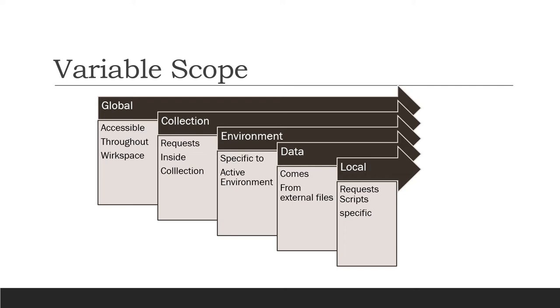Then data. What is data? When we are using an external CSV file or JSON file, and extracting values from those files for your scripts and for your API hits, then that data will come in this scope. Local variables are specific to the scripts and the request which you are sending, and they will not be accessible by any other script or request.